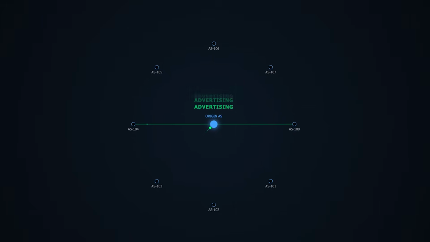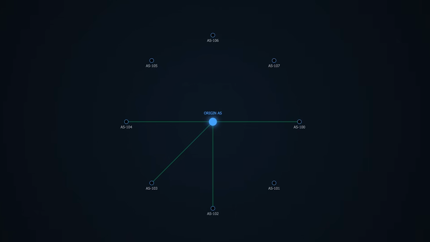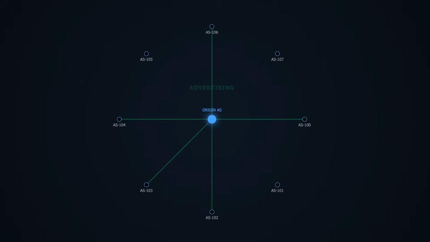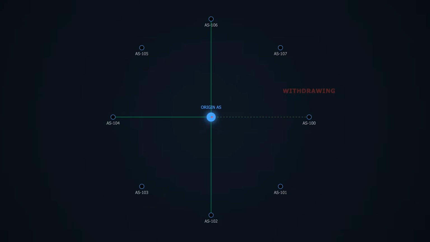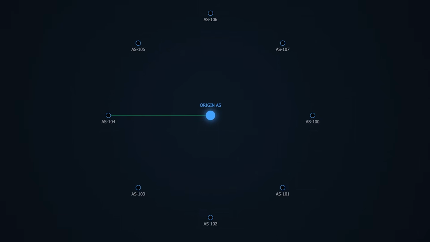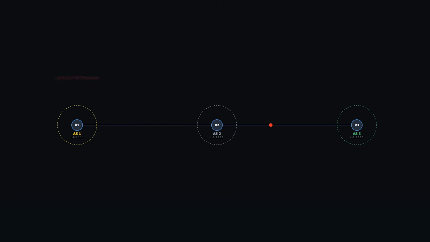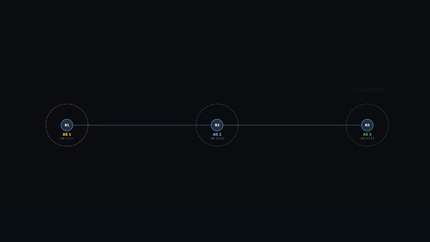So in the BGP system, when a network wants traffic to reach a new location, it advertises a route. When it wants traffic to stop coming through an old location, it withdraws that route. This happens all the time. Networks shift traffic between data centers, move customers to new edges, or take servers offline for maintenance. Withdrawing a route is simply how they tell the rest of the world that the path is no longer valid.